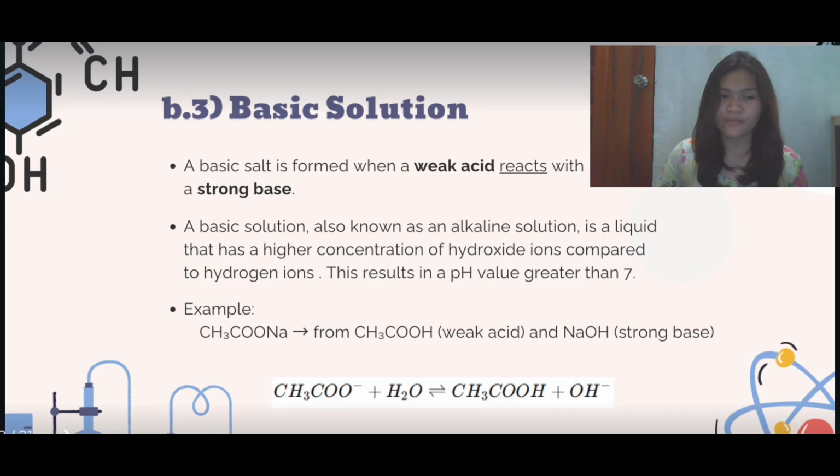So the third one is the basic solution. A basic salt is formed when a weak acid reacts with a strong base. A basic solution, also known as an alkaline solution, is a liquid that has a higher concentration of hydroxide ions compared to hydrogen ions. This results in a pH value greater than 7. So this is an example, which is CH3COONa. CH3COOH is a weak acid that pairs with NaOH, which is a strong base.